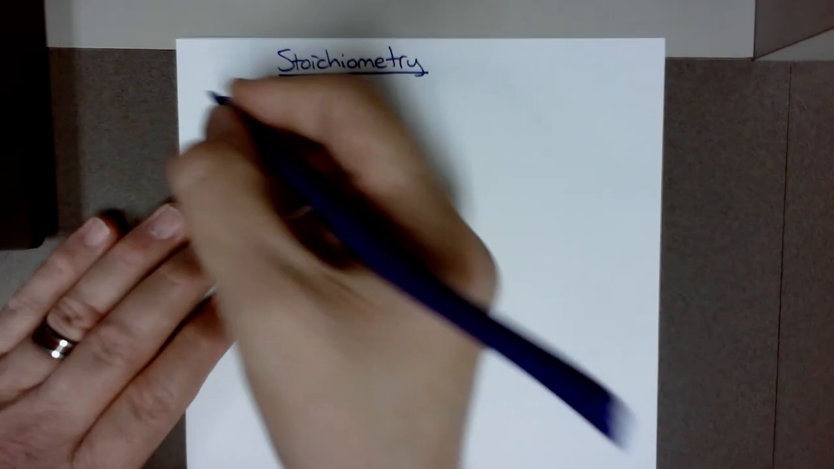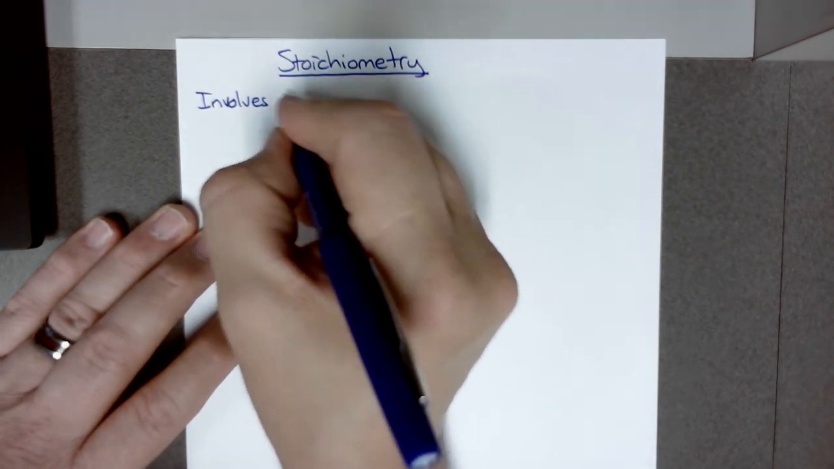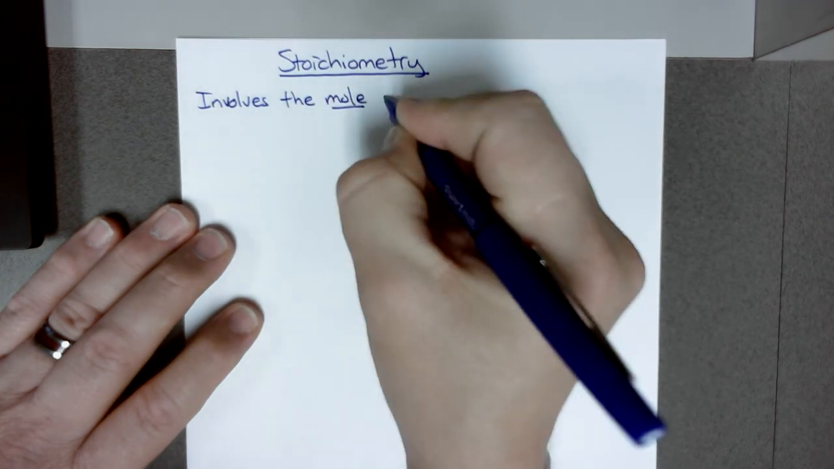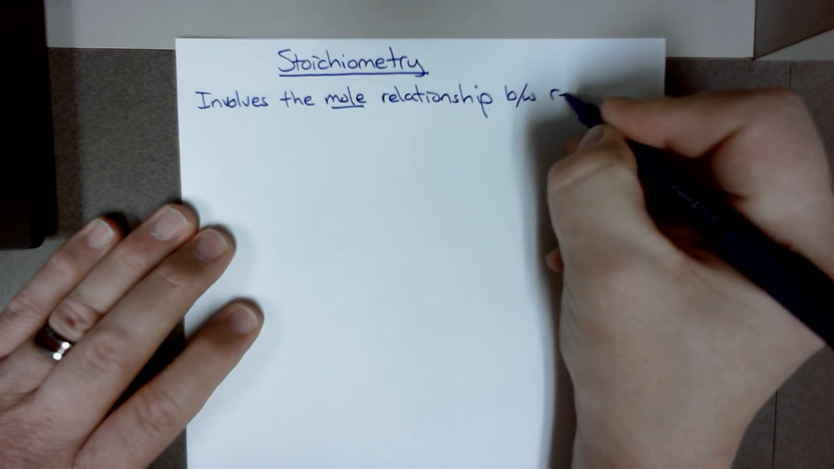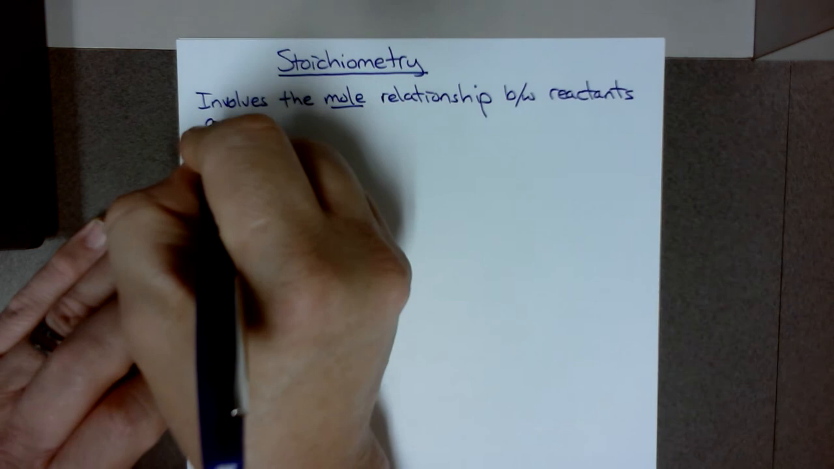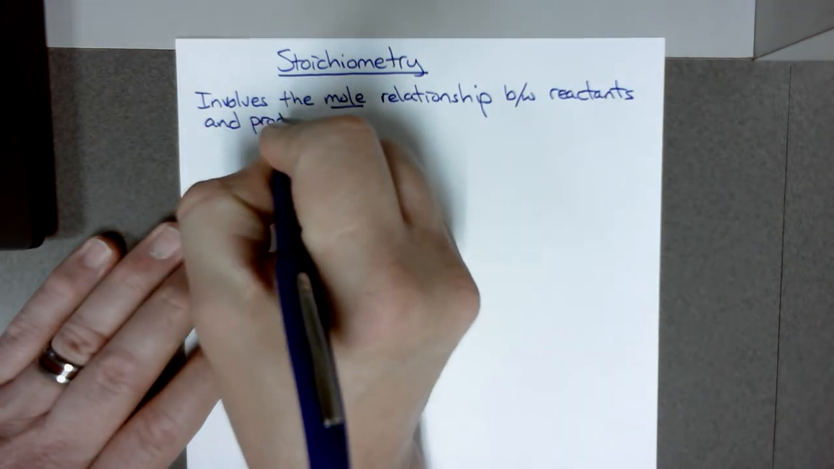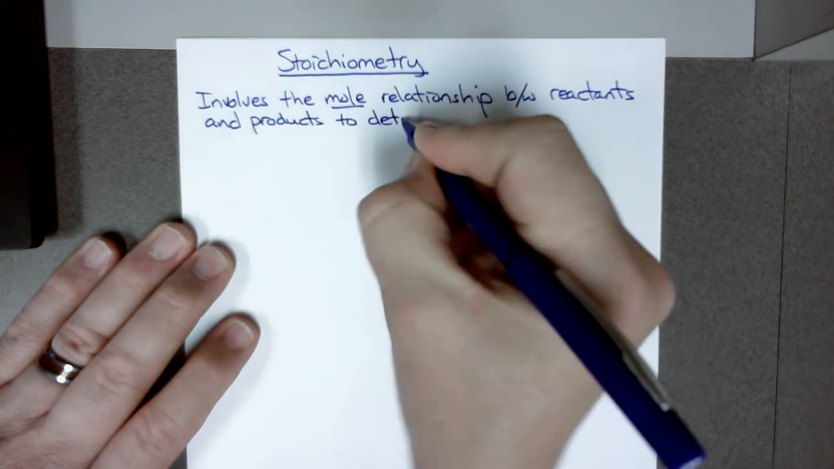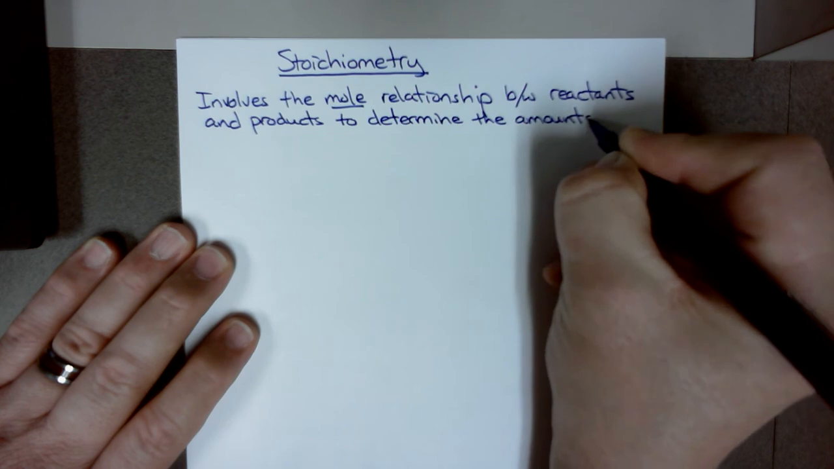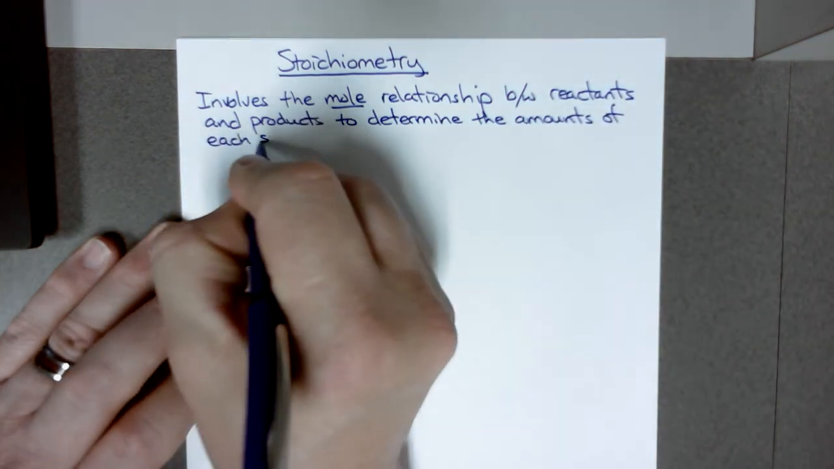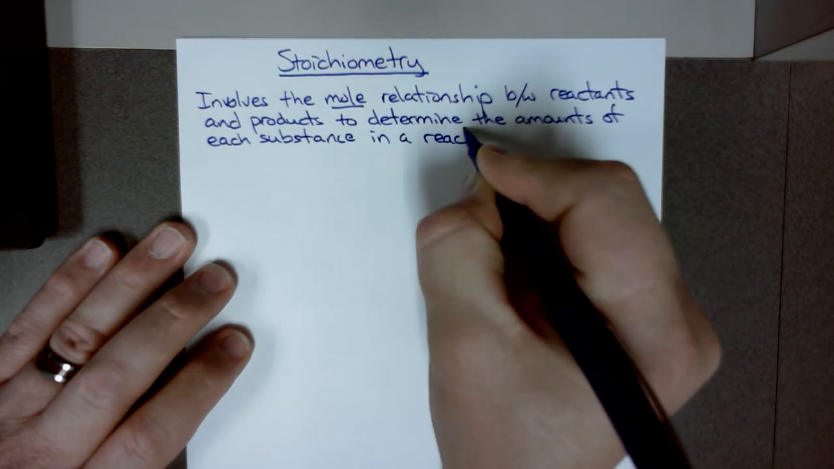Okay, now, stoichiometry involves the mole relationship between the reactants and products to determine the amounts of each substance in a reaction.